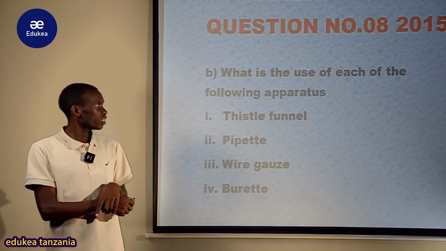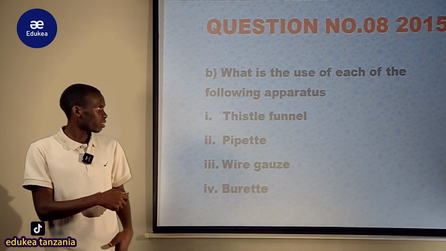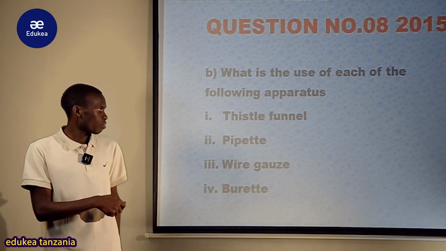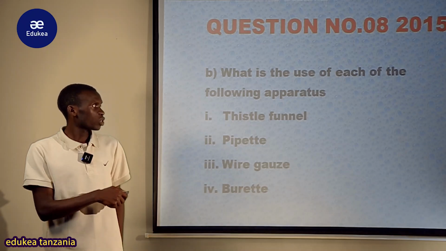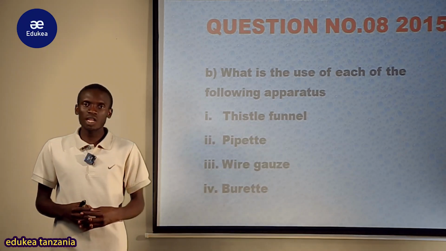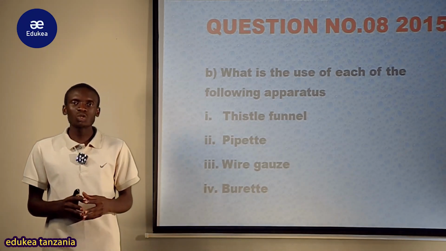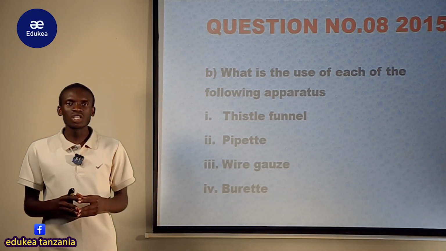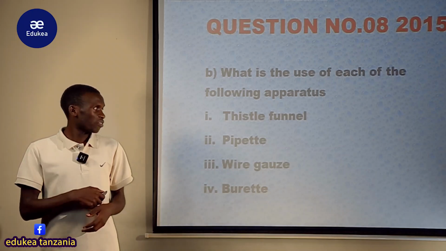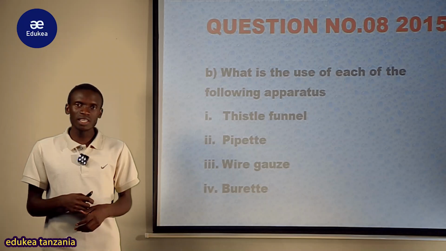And B was: what is the use of each of the following apparatus? Thistle funnel, pipette, wire gauze, and burette. So a student was required to have knowledge about laboratory apparatus and their uses. A few of them are analyzed here.